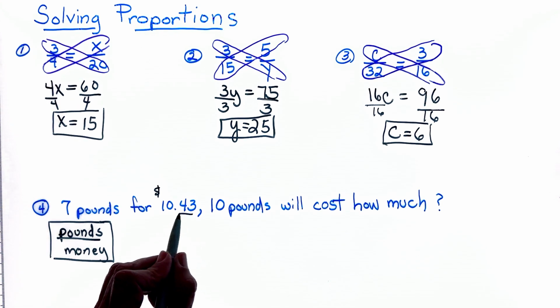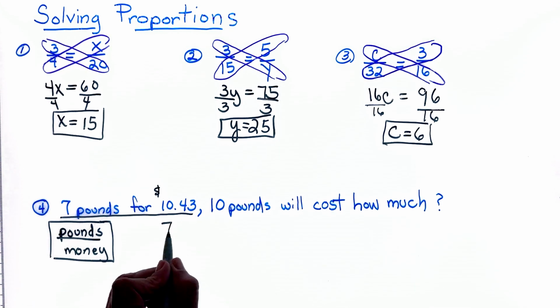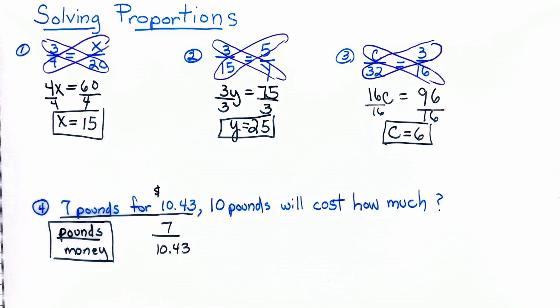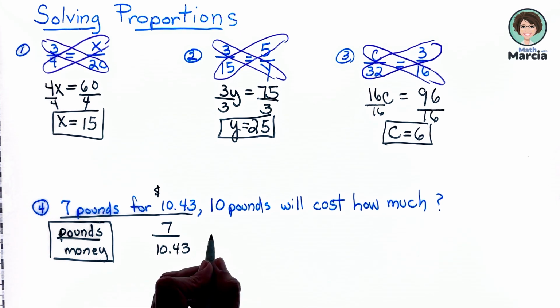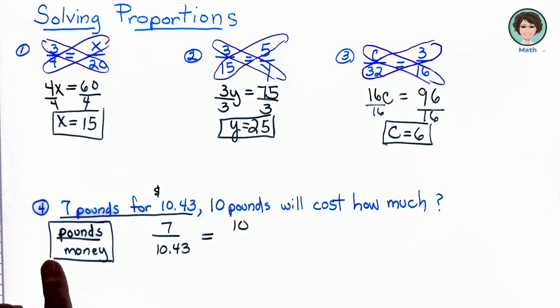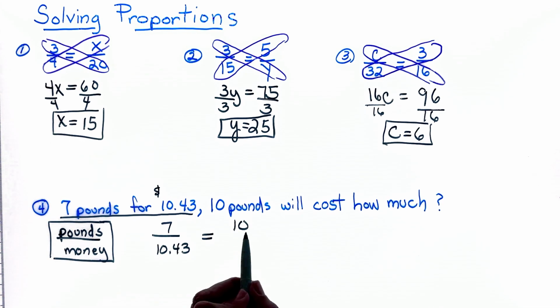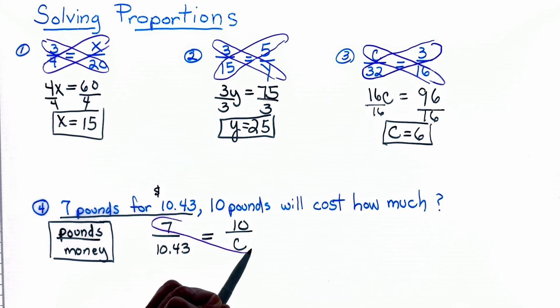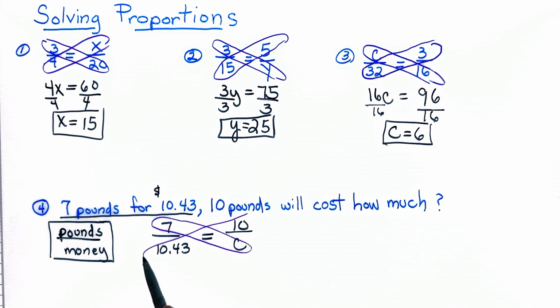So for the first part of this, I am going to write a 7 over $10.43. And it's not necessary to write your dollar sign. And I'm going to make it equal to, we want to buy, again, 10 pounds. So pounds, pounds, pounds. I must have it in my numerator. And on the bottom, I'm going to use C for, I don't know what the cost will actually be.